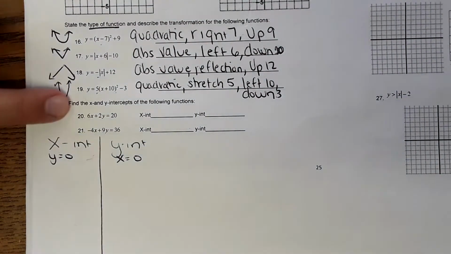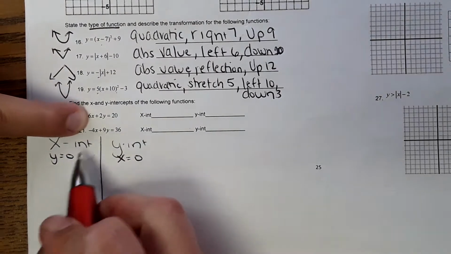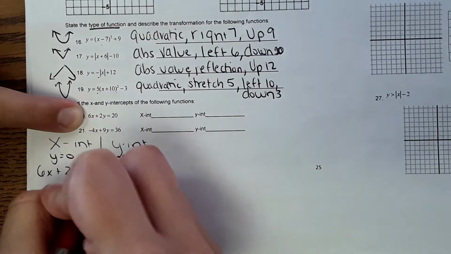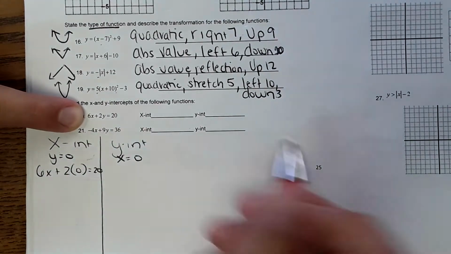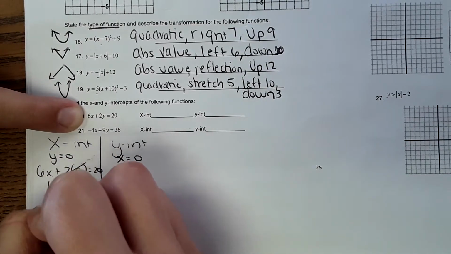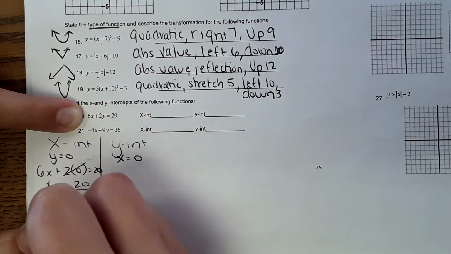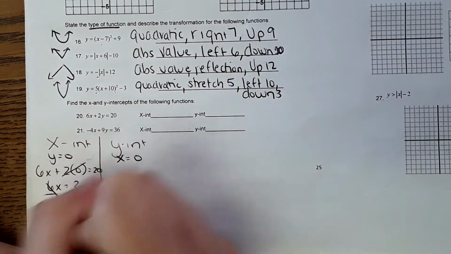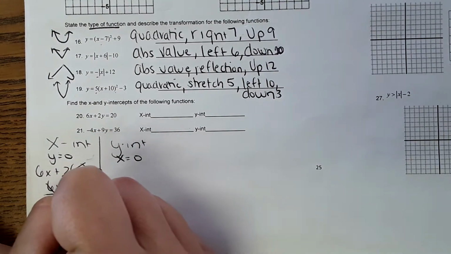So what we do now is we take this equation and we're going to plug in 0 for y. So this would be 6x plus 2 times 0 equals 20. This is just 0. 6x equals 20. X equals 20 over 6, which can be simplified. We get x equals 10 over 3.